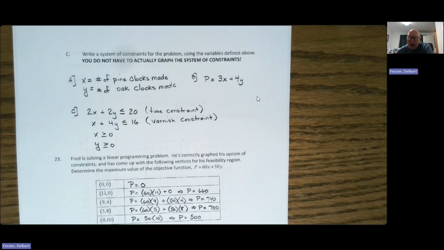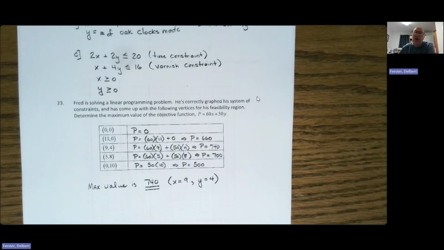The last 2 constraints are kind of just there. I think they're intuitive. You can't have a negative number of either kind of clock. So whatever X is, it has to be greater than or equal to 0. And in a similar fashion, Y would also have to be greater than or equal to 0. And that's all we were asked to do on problem number 22.